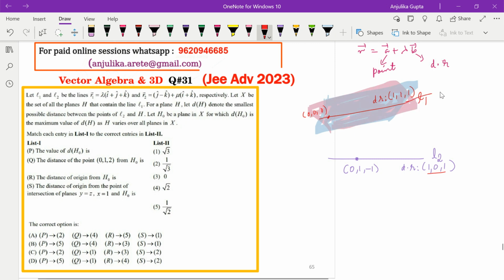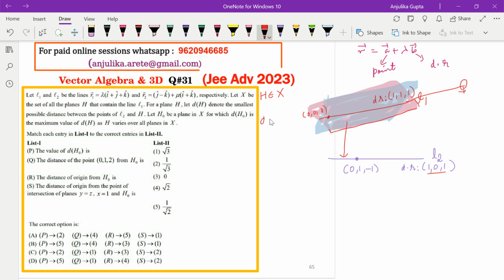Because you can look at this line as a stick, and let's say you have stuck a cardboard to that stick. Now if you rotate the stick, there are so many cardboards, I mean different orientations, and all those give you all the planes. So there are so many planes here. Now they are calling X the set of all such planes. H belongs to X, H is the plane.